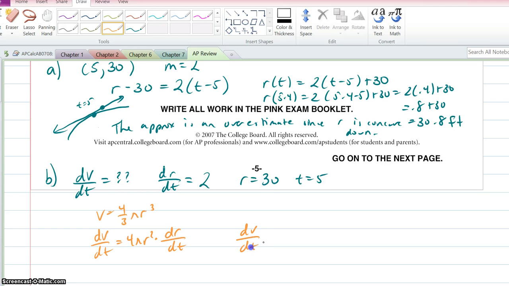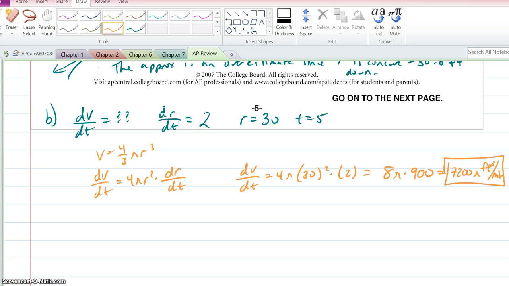Keep in mind this is no calculator, so if you want to leave it with stuff just plugged in, feel free to, but I'm going to actually figure out what this is. So we have 4 pi times 2 is 8 pi, times 30 squared is 900. Multiply that out, you get 7,200 pi. Make sure you put units, they ask for that: cubic feet per minute, since this is change in volume with respect to time. And there is your related rates question answer.